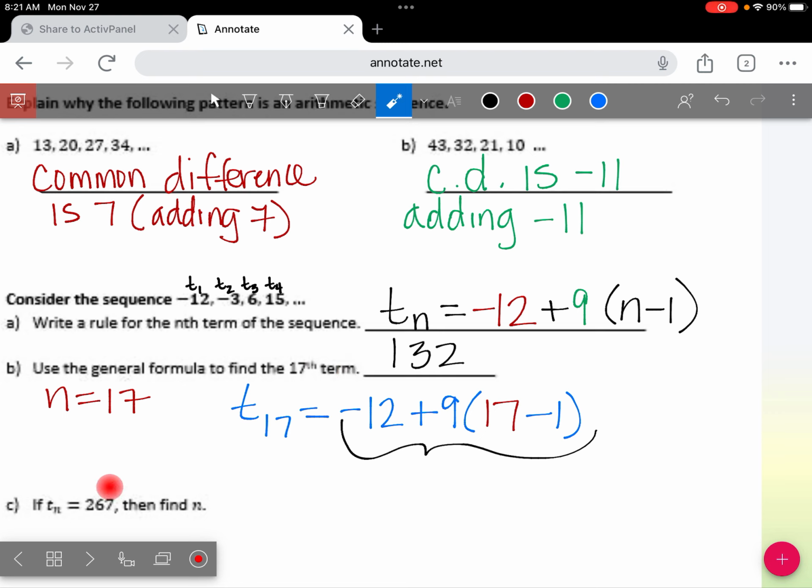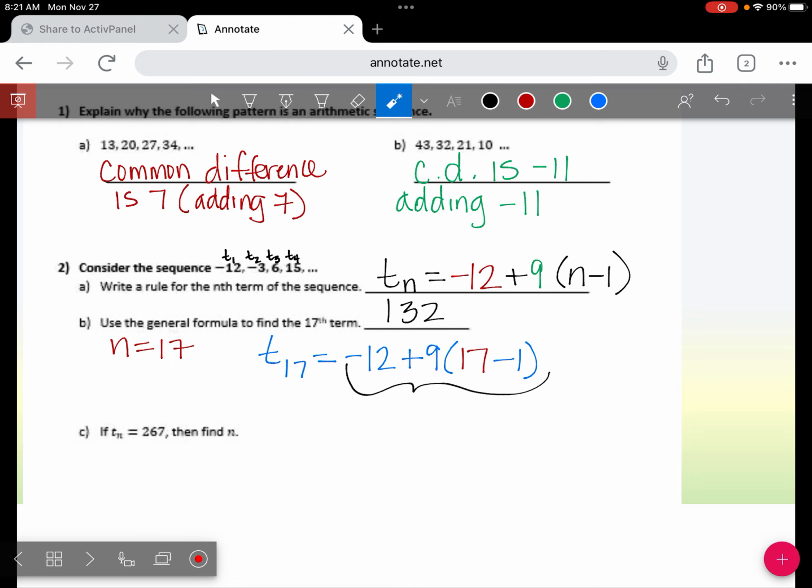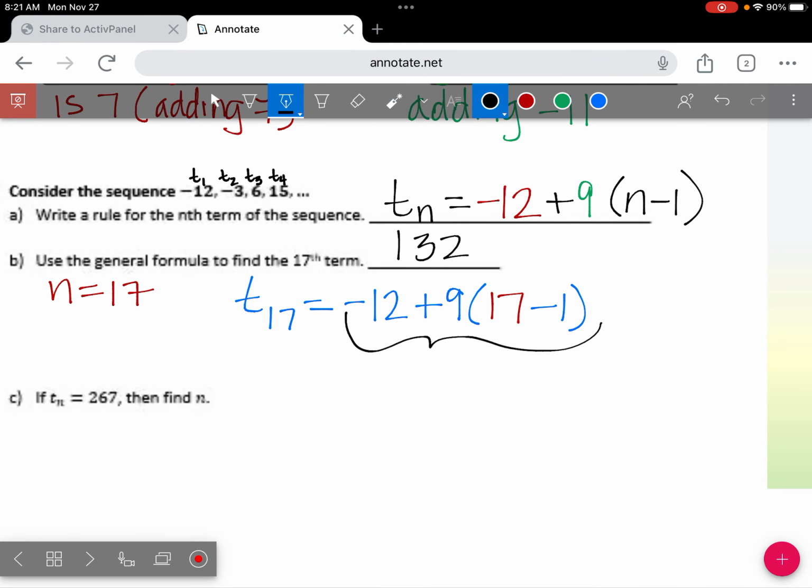All right, so what this is saying is that eventually I'm going to get to 267. What is that term number going to be? So using this formula, now I know that 267 is T sub n. I have to solve it for n. So we're going to put our 267 right here. So 267 equals negative 12 plus 9 times n minus 1.